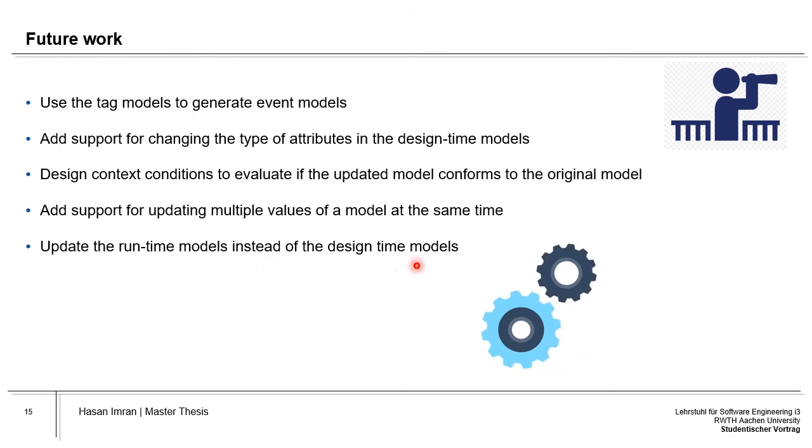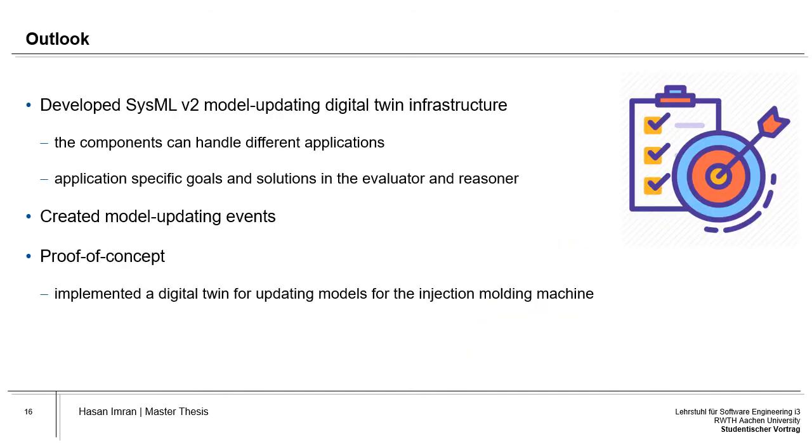And then you can update the runtime models. This would mean that every time you are using the latest runtime model of the digital twin and updating that one. Right now, what happens is that you always use the design time model, the original model, and you update that and create new versions iteratively using that model. But here we can also use the last created model for updating the models in the digital twin.